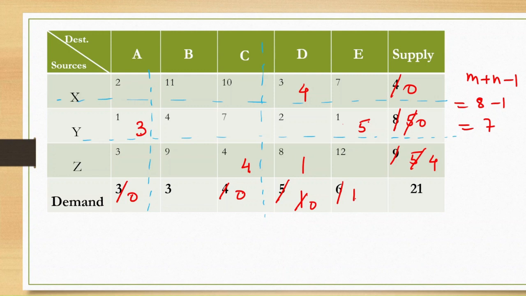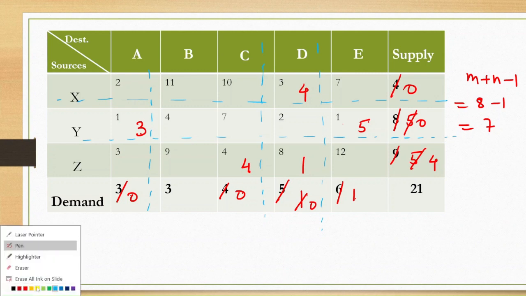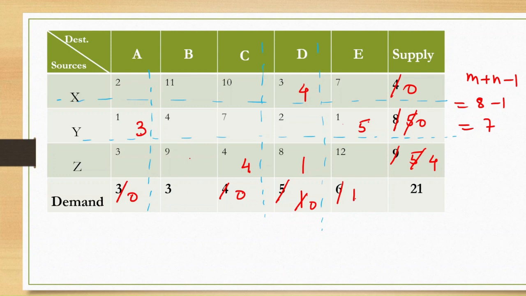Then again this column goes off, so obviously we have already taken this. Out of 9 and 12, the minimum cost cell that we have is 9. So I'll be getting this here as 3. This becomes 0. 4 minus 3 is 1. So lastly I have only 12 left. So the 12 is 1 and 1.